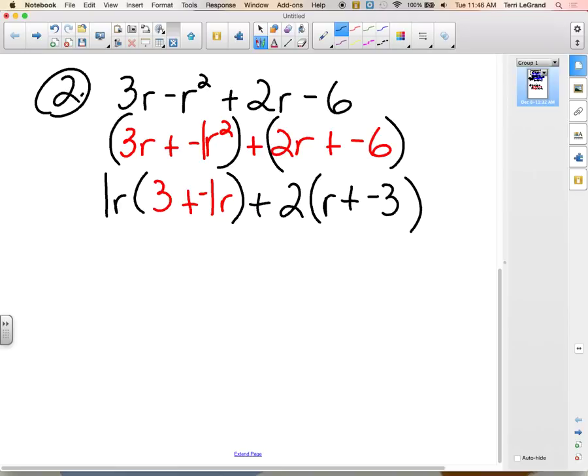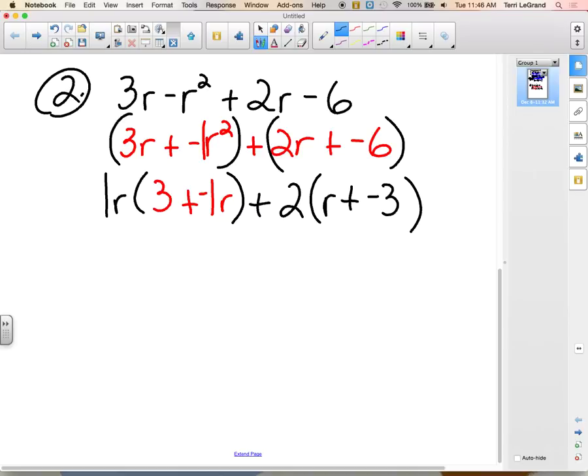What's the next question we ask ourselves before we move on? Are the two things in parentheses the same? Are the binomials matching? No. Is 3 plus negative 1r the same as r plus negative 3?